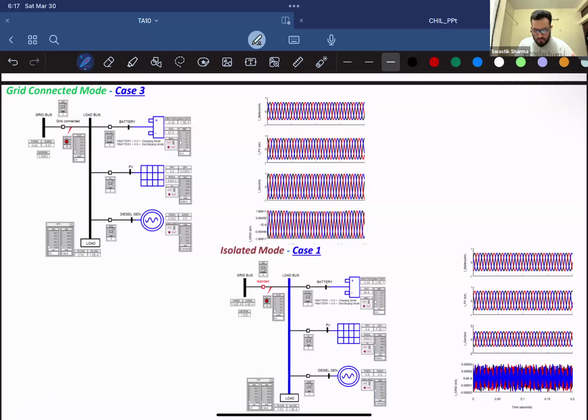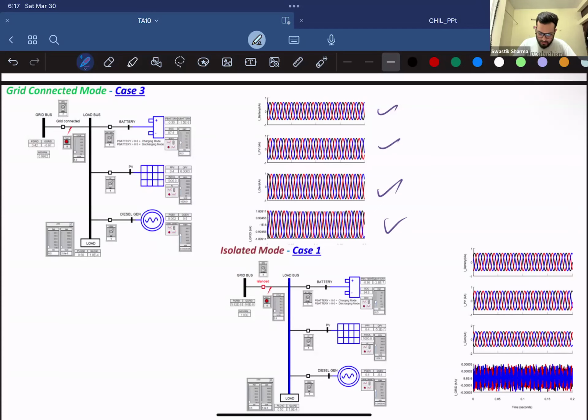Both of these show that even in RTDS, if you model them as static, you are not modeling the dynamics of it. You are not modeling the control algorithm as such. You can see that the waveforms are purely sinusoidal.